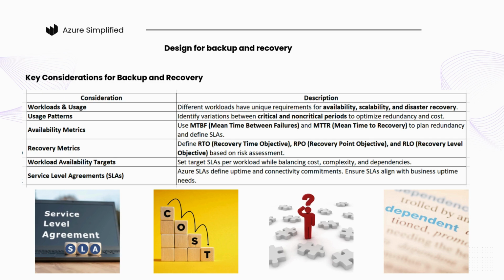6. Service level agreements, SLAs. Azure SLAs define Microsoft's commitments to uptime and connectivity for cloud services. Businesses must ensure that the SLA aligns with their own uptime needs to avoid service disruptions. Example: if a business requires 99.99% uptime, but an Azure service provides 99.9% uptime, additional redundancy may be needed to compensate for potential downtime. Key takeaway: this table provides a structured approach to designing highly available and resilient applications, ensuring that businesses can recover from failures with minimal disruption.